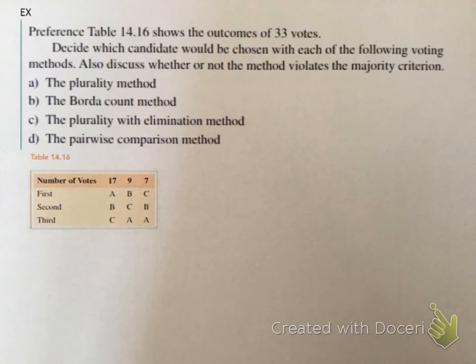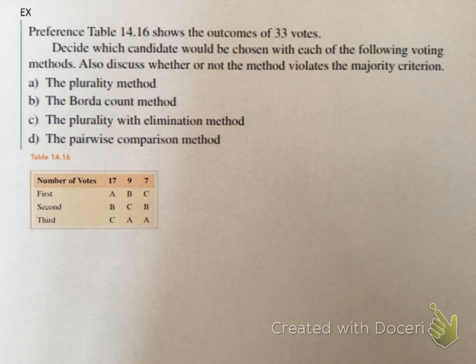All right, let's look at the next problem here. The preference table 14.16 shows the outcome of 33 votes. Decide which candidate would be chosen in each of the following voting methods. Also discuss whether or not the method violates the majority criterion.